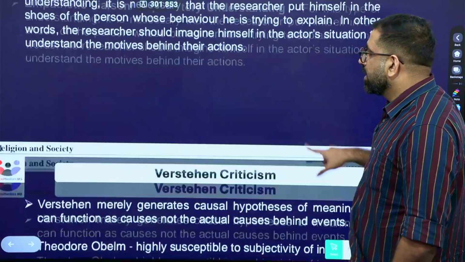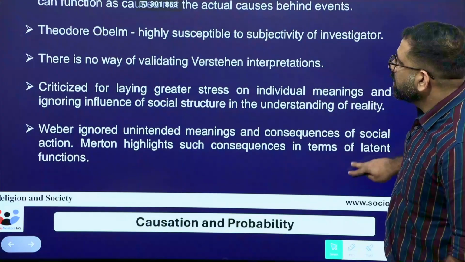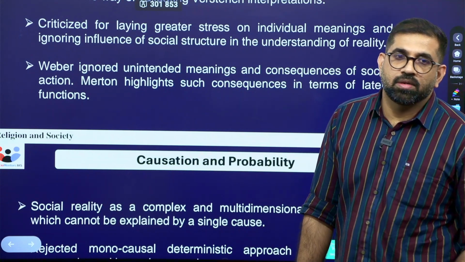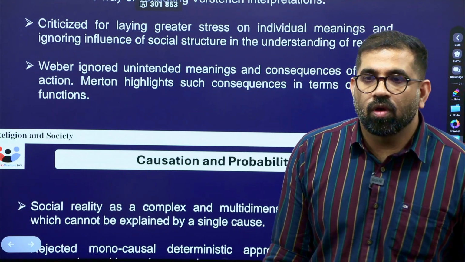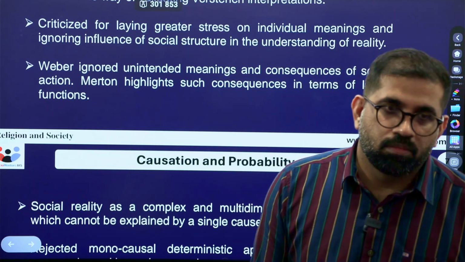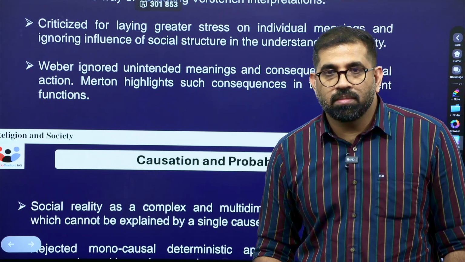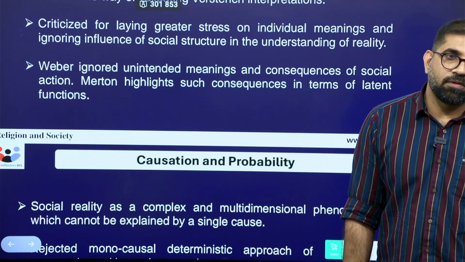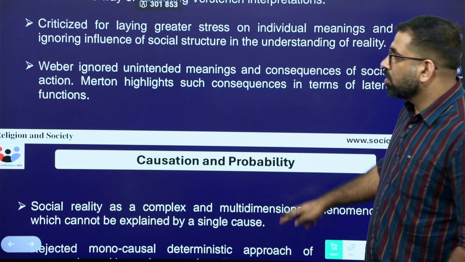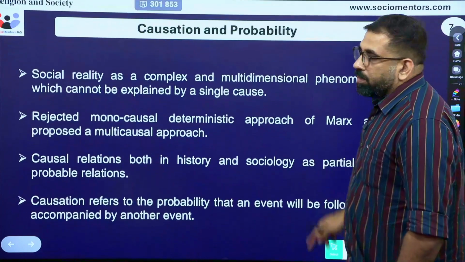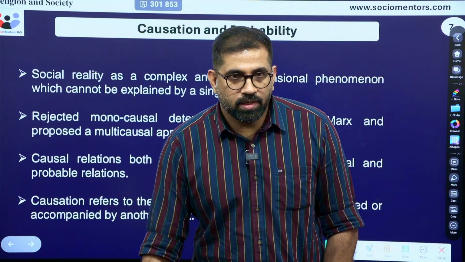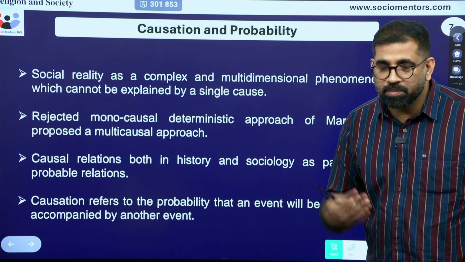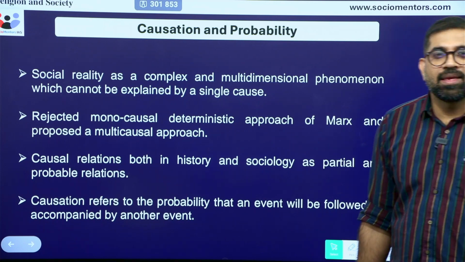Okay, then other than that, subjectivity: there is no way of validating it. Then you can also mention that Weber did not lay emphasis on the role of social structure, right? Because an individual's action may be largely influenced by the social structure. So the influence of social structure was completely rejected or ignored by Weber. Clear? All set?